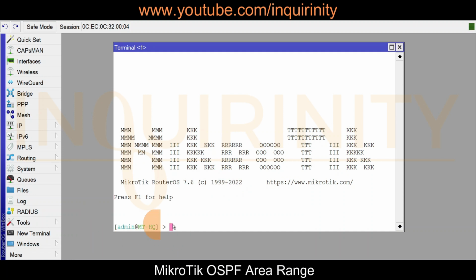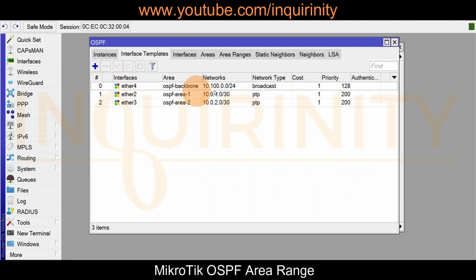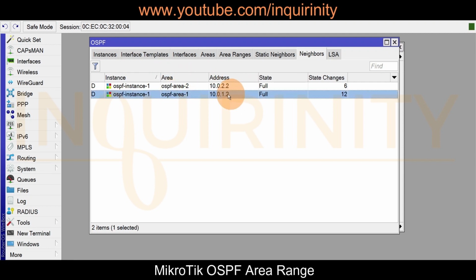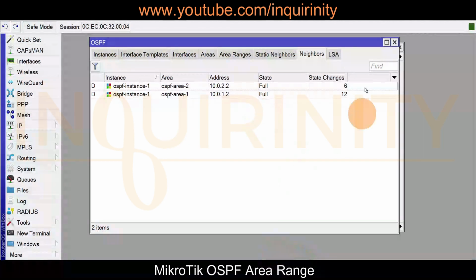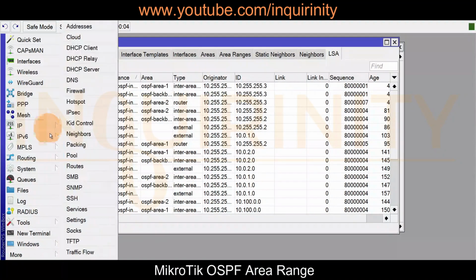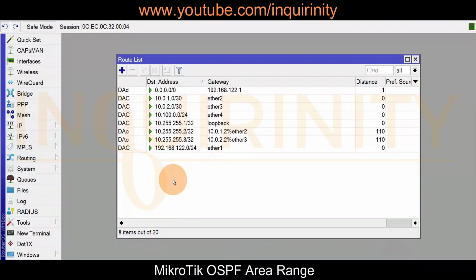So just a quick verification of whether our OSPF configuration is working. We are back in our HQ. So routing OSPF, and we go to neighbors. As you can see, we have two neighbors: this is our site 1 router and our site 2 router. Then it should have link state advertisements, but we can go directly to IP routes and see what the OSPF routes are in our main routing table. And we learn two routes from our neighbor. So we have DAo here.